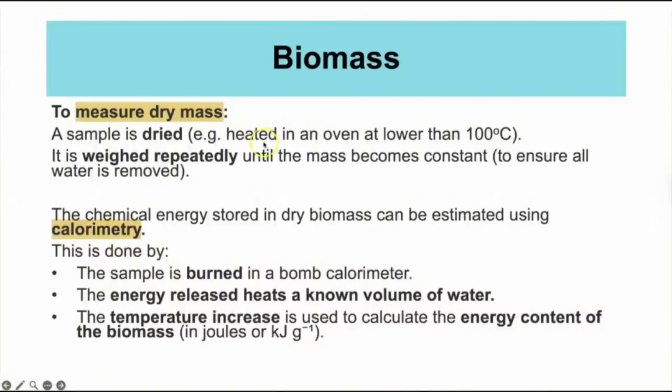Now, this has come up a few times recently, and students didn't get the mark unless they said heat. You can't just say put it in an oven. You have to specify heat it in an oven, and it has to be at a temperature lower than 100 degrees C, because anything above that will cause it to burn, and if it's burning or combusting, you're making carbon dioxide, and that is removing carbon. So heat it in an oven lower than 100 degrees C, and you need to constantly weigh while you're doing this drying, and then when the mass becomes constant, that means you now have just the dry mass remaining because no more water is evaporating, which is why the mass would have been decreasing.